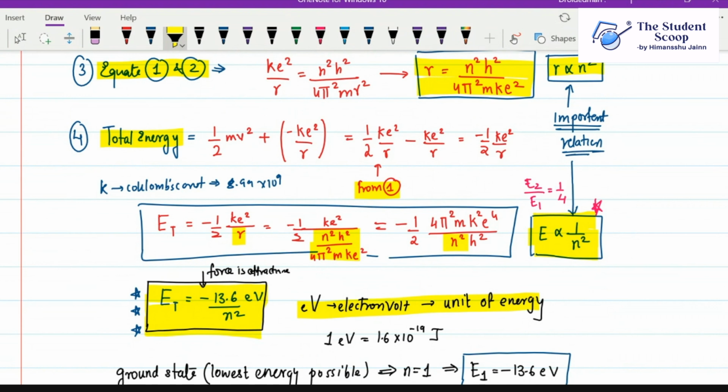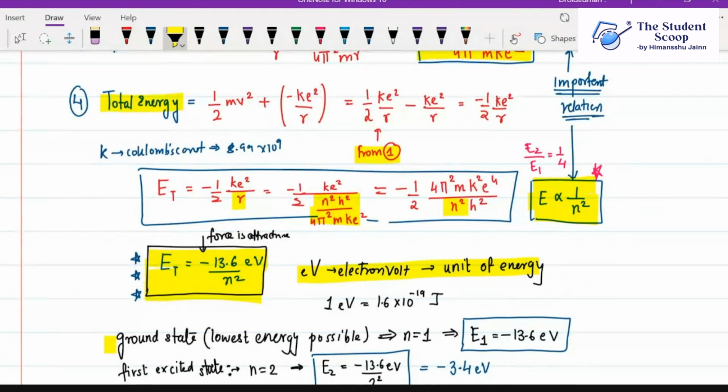We already know this. Now, whenever this is a ground state, remember that ground state is the lowest energy possible, and ground state represents n equal to 1, where E1 is equal to negative 13.6 electron volts. Now, why is it negative? Because obviously the potential energy of the attractive force is higher compared to the kinetic energy. If the kinetic energy becomes greater than the potential energy, then the electron will escape the atom.